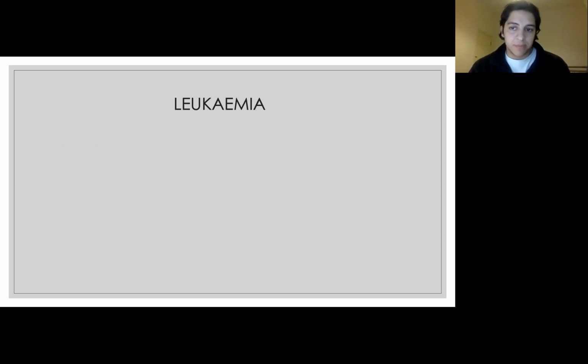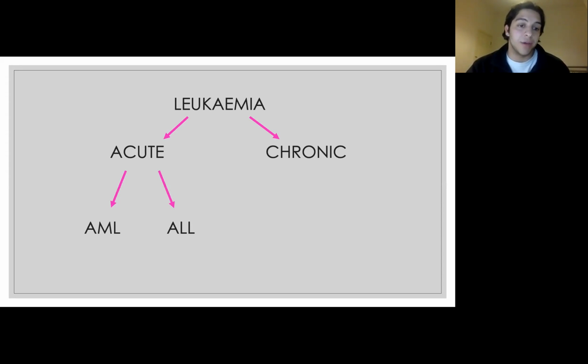We said we can split leukemia into acute and chronic. Acute is characterized by a proliferation of blast cells. Blast cells are just immature cells, and chronic is a proliferation of mature cells. So one's immature and one's mature. Then acute can be AML or ALL, depending on whether it's myeloid or lymphoid, and chronic can be CML or CLL. We'll go through each one of them in turn.